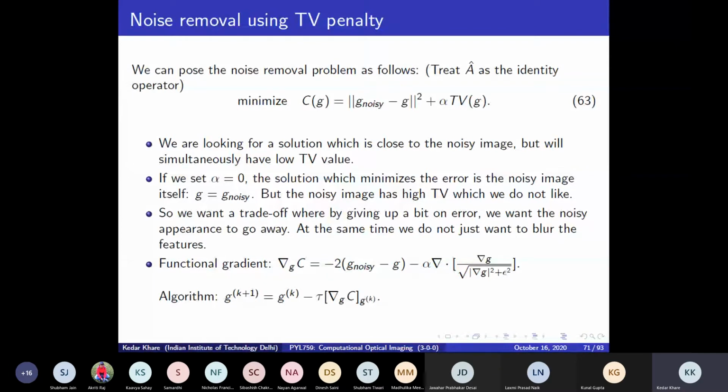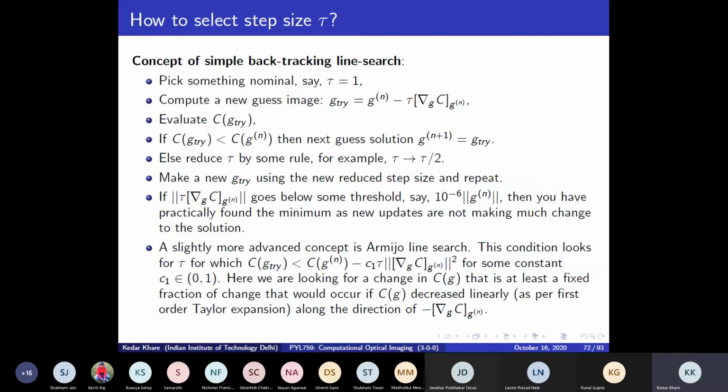Now we have two questions. Number one, there are two constants that I have introduced. One is this tau, which is the step size, and second is the constant alpha. So we will go one by one. First, we will discuss how to select tau in every iteration. You will see that tau can be different in different iterations, so we need a procedure to find tau. And then alpha, we will discuss in slightly more detail beyond this point. So how do you select the step size tau? There is a method for this which is called line search, or backtracking line search.